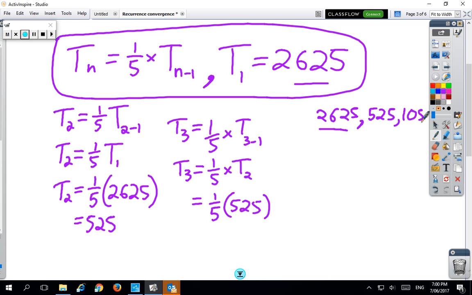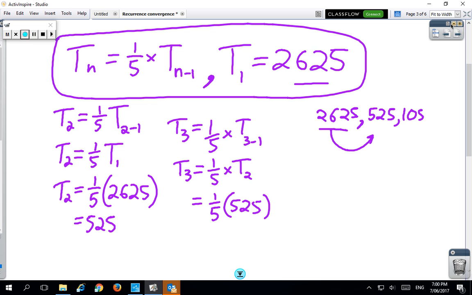And then if you follow the pattern, this is a geometric pattern, and you can tell it's shrinking by a factor of 1/5 each time. It's just shrinking and shrinking. So my last number would be 1/5 of this as well, which would be hopefully 21. And there we go. That's one that's shrinking.